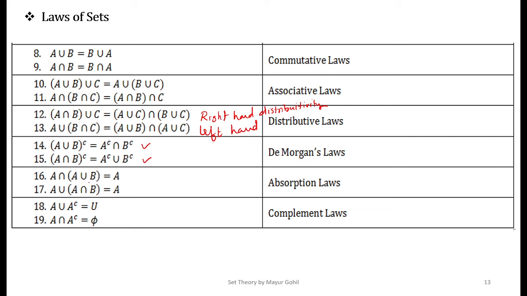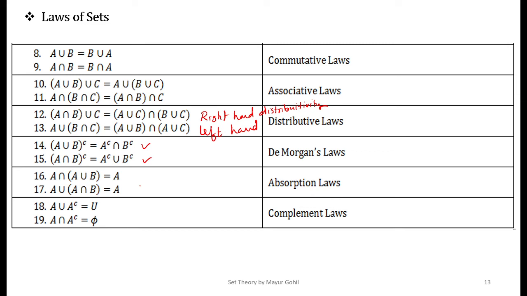Now these are the absorption laws. They say that A intersection A union B is A. That means A union B is the larger set and A is the smaller set, obviously, because A union B is always larger than A. If you intersect A with that, the smaller set A is going to be your output.